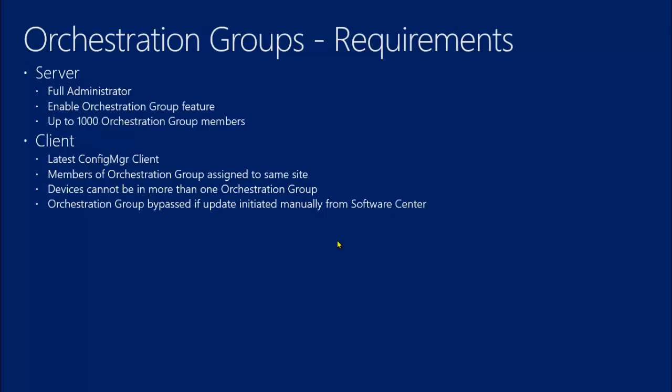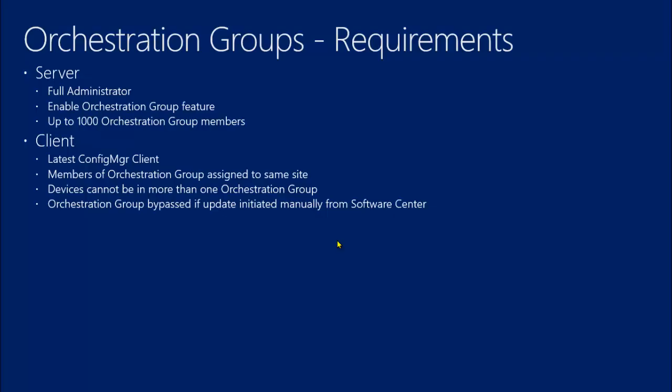On the client side, you do need to have the latest client software because there's very tight integration between the client and the server infrastructure to make all of this work, as you'll see in a minute. And then another requirement is that the members of the orchestration group must all be assigned to the same site. So if you have a CAS and a couple of primaries, you can't mix the membership of the orchestration group to include clients from multiple sites. They all have to belong to the same site.